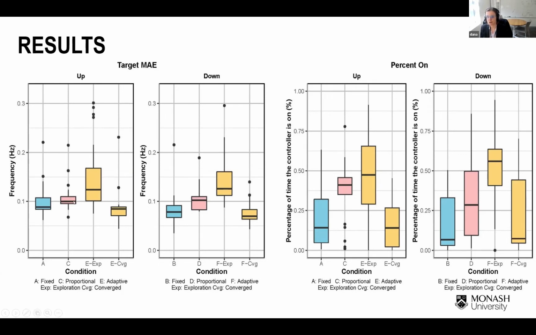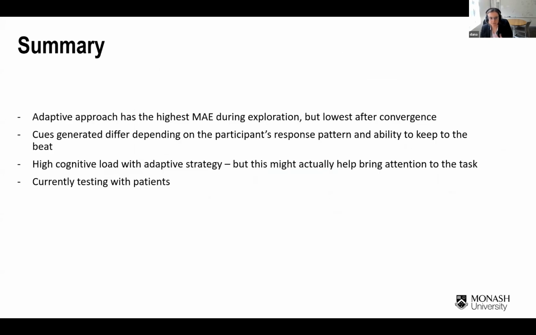Of course, we have a high error during convergence because this is while we're still trying to learn and we're not really using the optimization appropriately yet. The other thing that was really interesting to see is that the adaptive strategy minimizes the percentage of the time the cueing is on, which is shown on the right-hand side of the panel. So to summarize, the adaptive approach has the highest error during exploration, but the lowest after convergence.